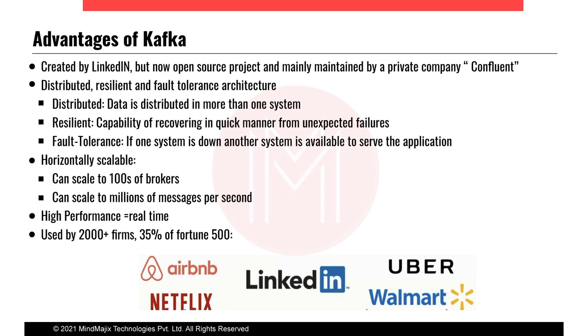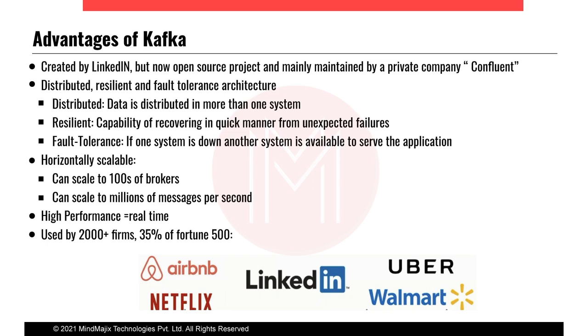Or if you need the support, you can purchase a Confluent Enterprise Kafka version so that you will have support from Confluent. Whatever critical issues we face, you just open a ticket with them so that they can solve the issue on your behalf. So when coming to the advantages, Kafka is a distributed, resilient, and fault-tolerant architecture. Now let's see one by one. What is meant by distributed? What is meant by resilient? And what is meant by fault tolerance?